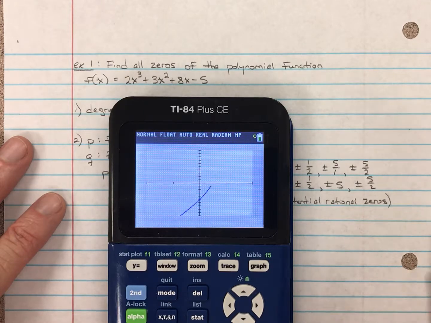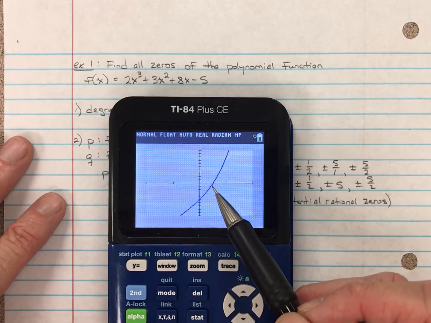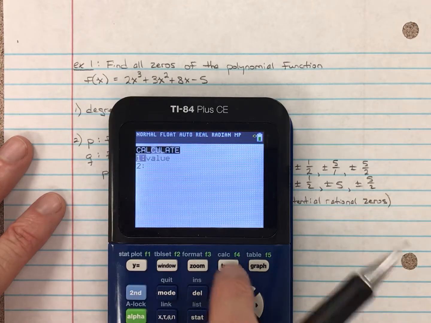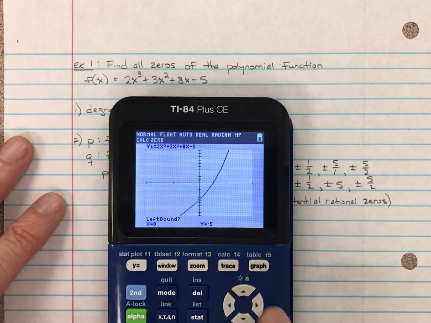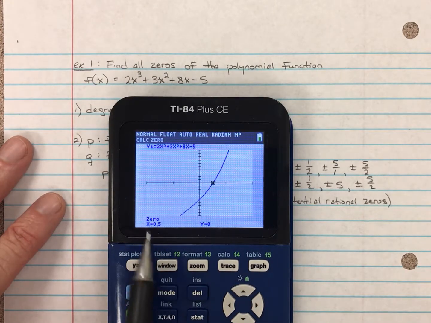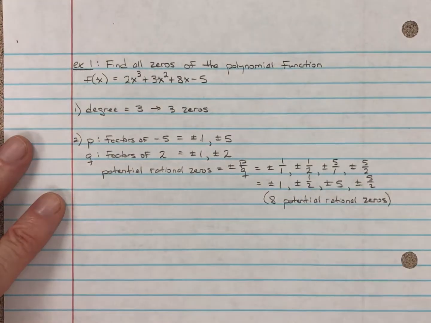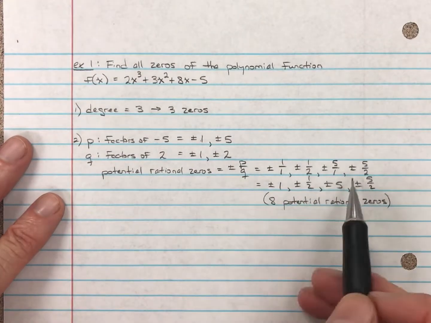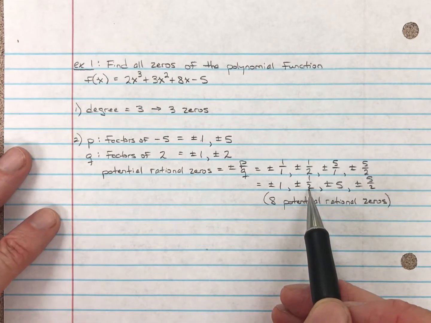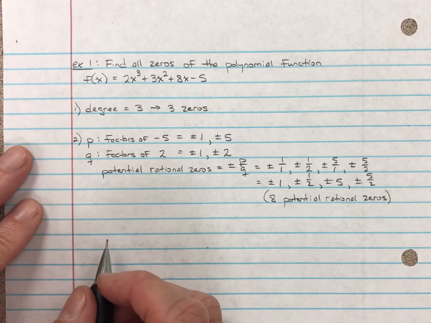Here it comes in. It looks like it's almost going to be exactly 1/2. So if you want, second calc, zeros, let's do some bounds on that one and see if it's really 1/2. Bounded left and right, take a guess. Indeed, there's a zero at 0.5, 1/2. And that was one of our potential 8. Here's positive 1/2 right here. Okay, so step 3.